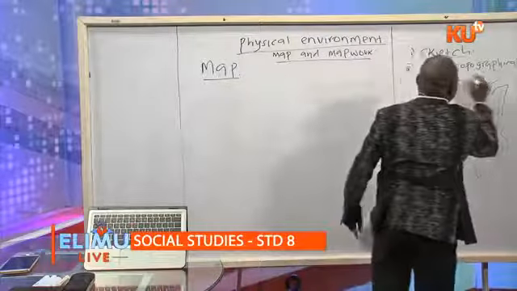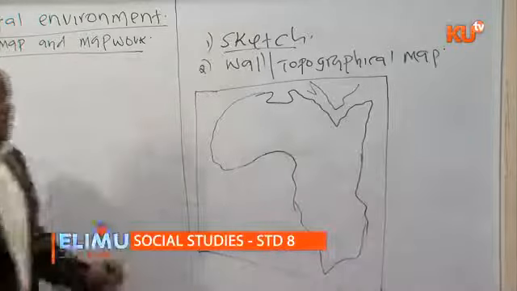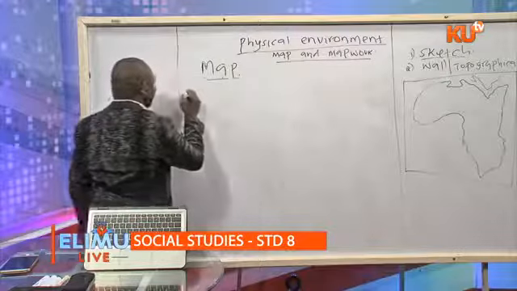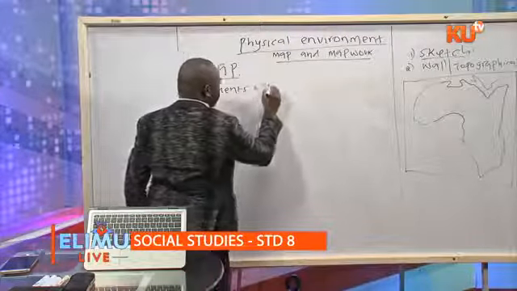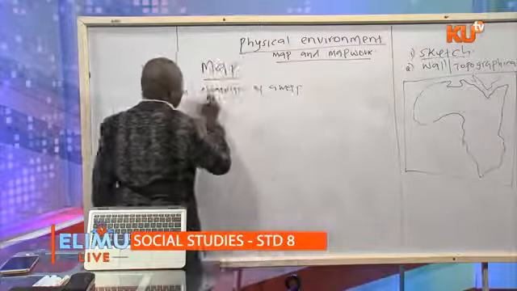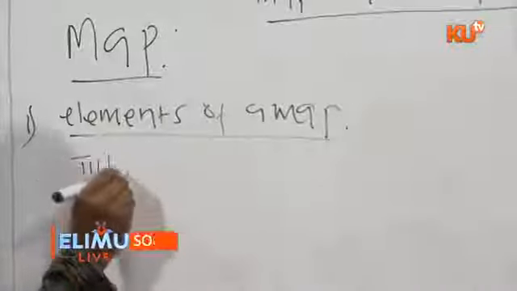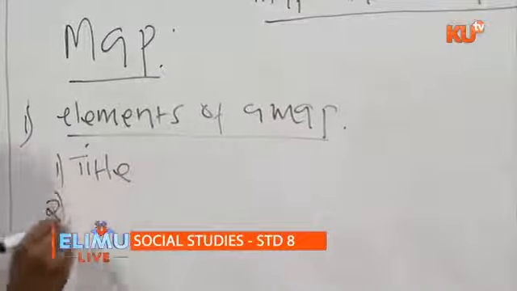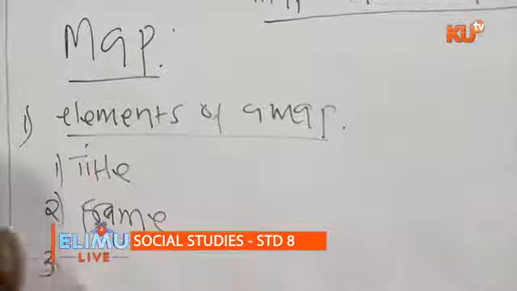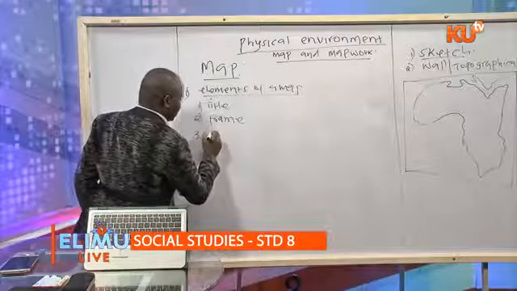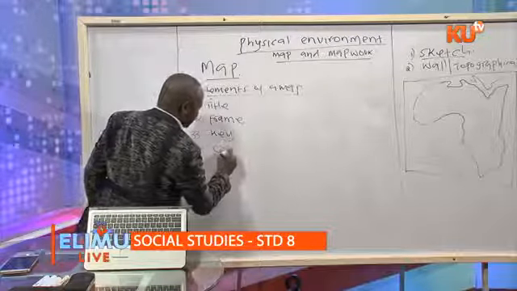Let me now take this map into a frame. I want to take my map into a frame. That is the first element. Elements of a map. Number 1, we have the title first. Number 2, we have the frame. Number 3, we have the key. Number 4, we have the compass.